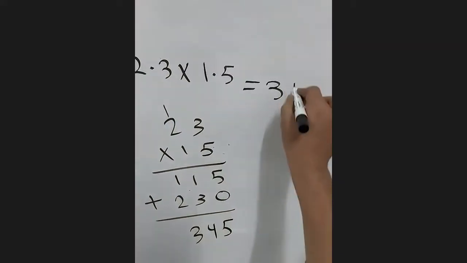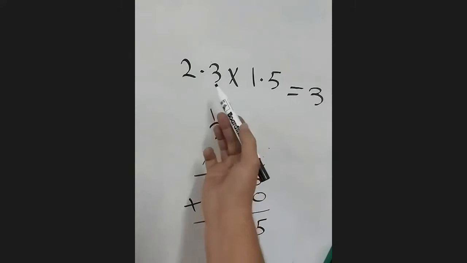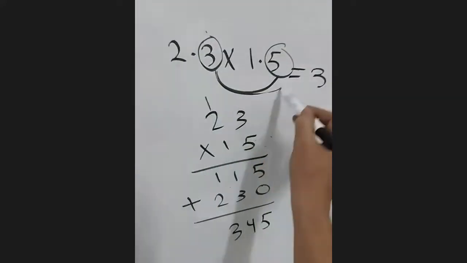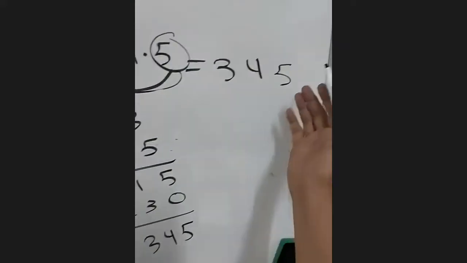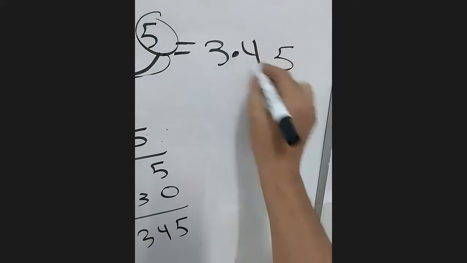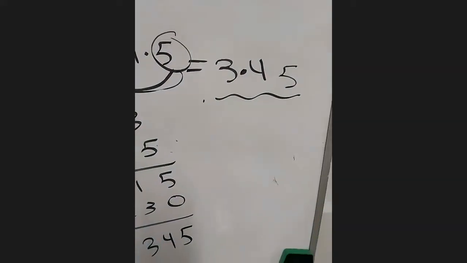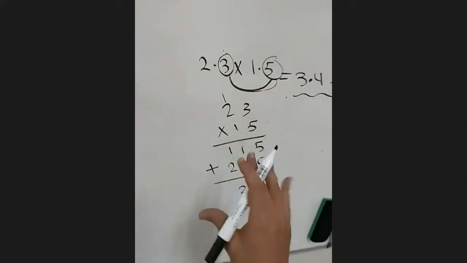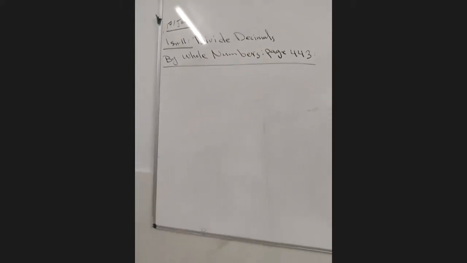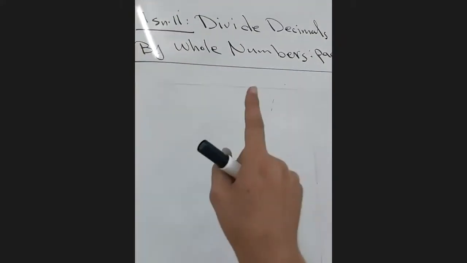So we put our answer here, and then we count the digits after the decimals. Here we have 2 digits after the decimals. So we go from the right and count 2 digits, then put our decimal like this. So the answer is 3.45. This is what we did in the previous lessons. Today we will go to division of decimals. We finished with multiplication of decimals. Today we will divide decimals by whole numbers.